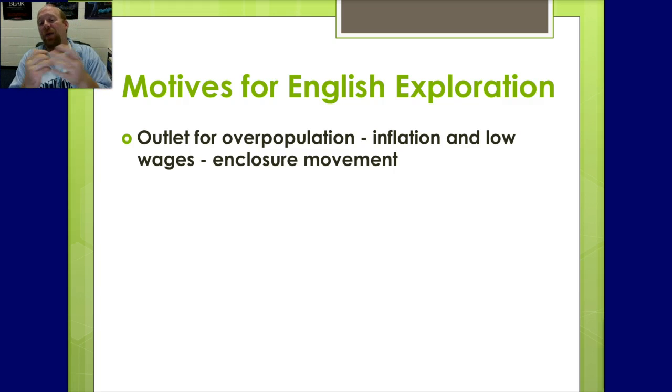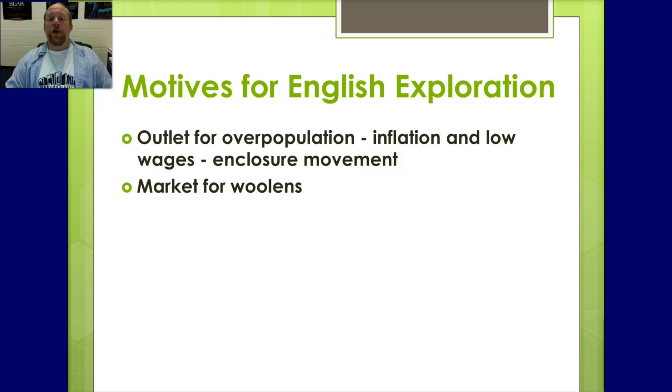Inflation was high, wages were low. They're trying to get people out of England so that England's economy can improve. There was a market for woolens. There were lots of woolen goods in England, and they wanted to sell them elsewhere because they knew the Native Americans would probably want that. So they're trying to create more of an economic boon in England, so to speak. Gold. We talked about it in the last lecture. Everybody wants the almighty little gold nugget. Hey, gold is number one, right? So yeah, they want to go over there and get gold.